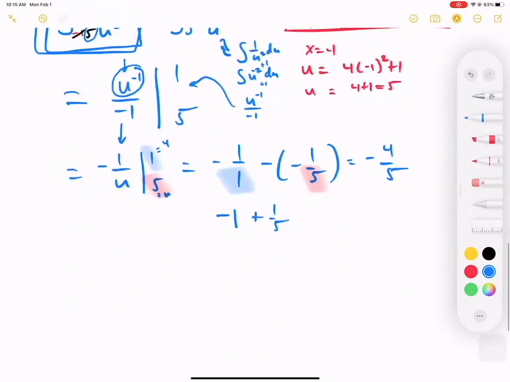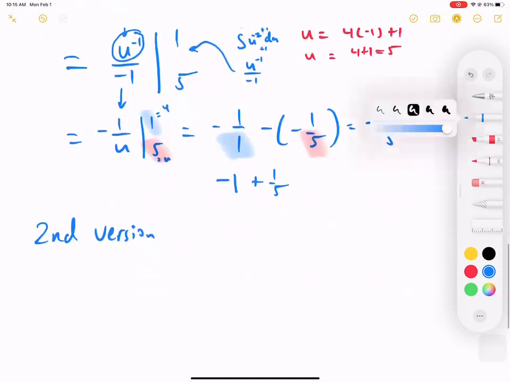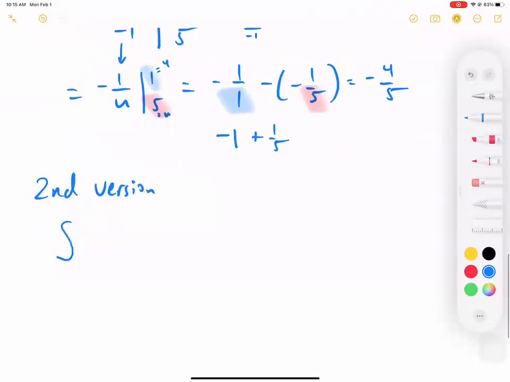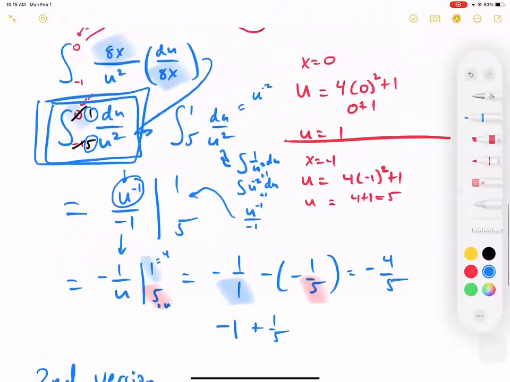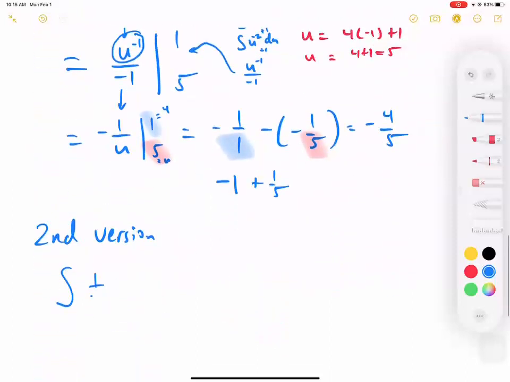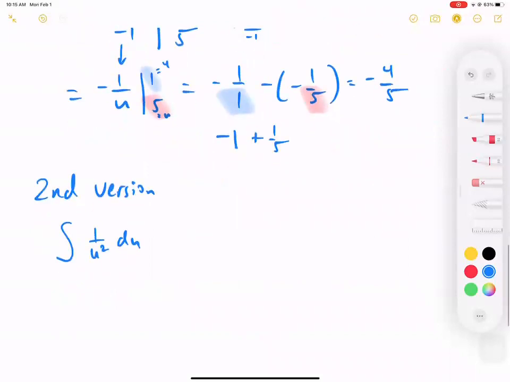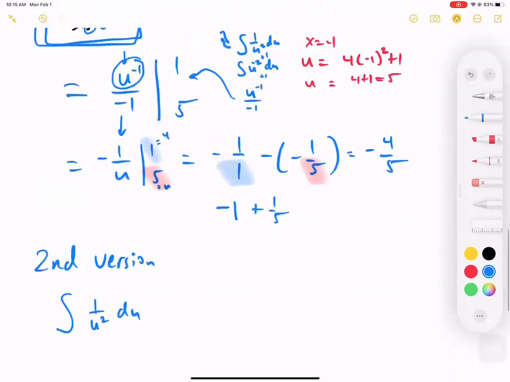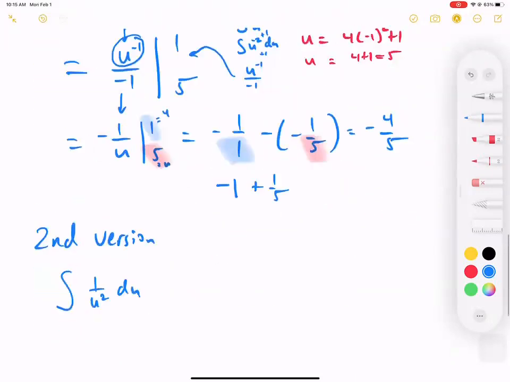So here is our second version, which is what I find more intuitive. The second version is, you know what? From this point, integral of 1 over u squared du. Okay, from this point here, what if I don't want to plug in u? Fine, don't. It's still going to be 0 and -1.